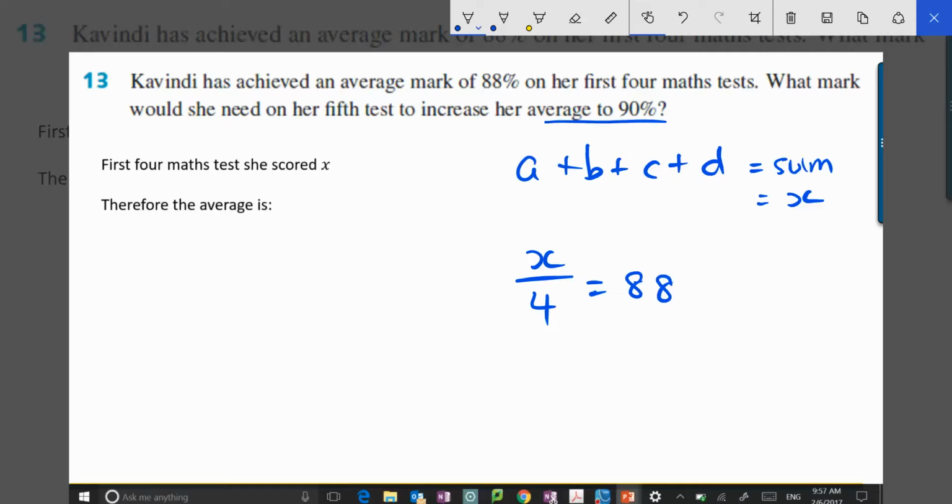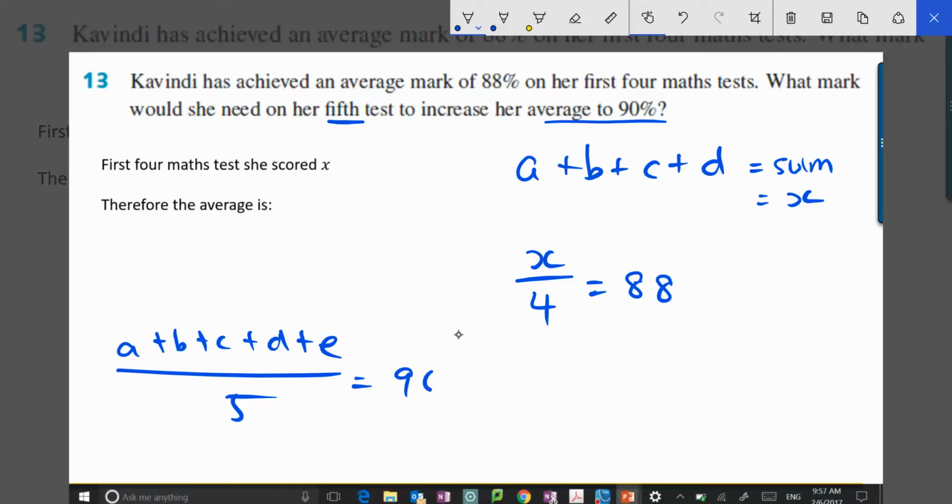The next part of the question says you now have a 5th number. So remember, with the 5th number it would be a plus b plus c plus d plus e divided by 5 should equal 90. But you didn't need to write a, b, c, d, because you knew a, b, c, d is x. So I can just say x plus e over 5 equals 90.